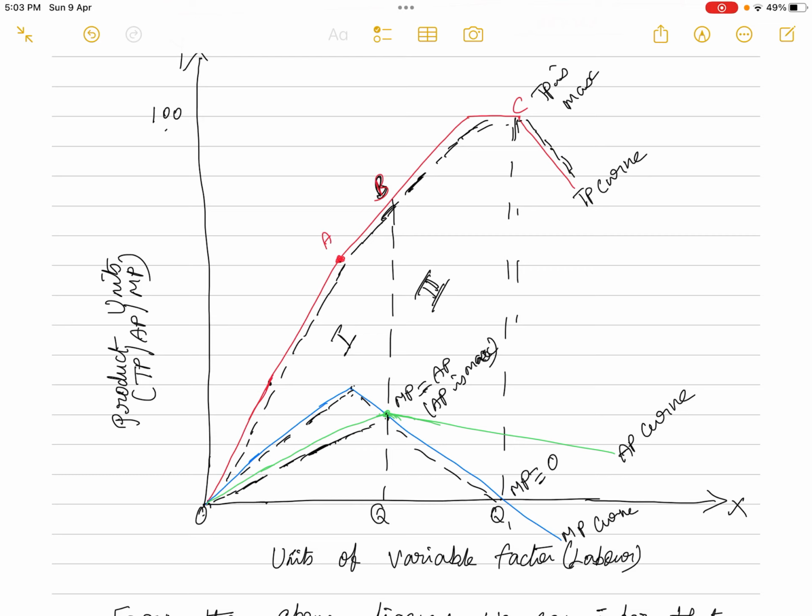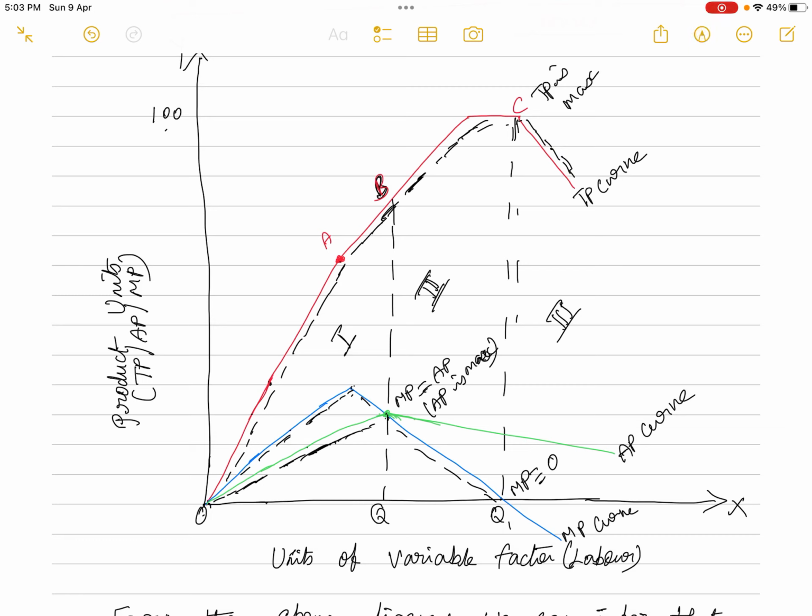And then after that the producer is coming across the second stage. The second stage ends when the total product is maximum and the marginal product is 0. So that's where the second stage ends. That is represented by Q1, that is when the 7th laborer is employed. And after that the producer is coming across the third stage of production, that is the negative returns. Okay, so this is how you have to draw the diagram.